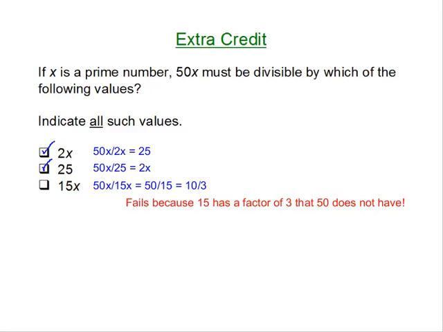And looking back, we can see in terms of prime factors why. 15 in the denominator has a factor of 3 that 50 simply doesn't have. So there's that rule at work. 50x would have to have a factor of 3 for that to be divisible. Or 50 itself would have to have a factor of 3.